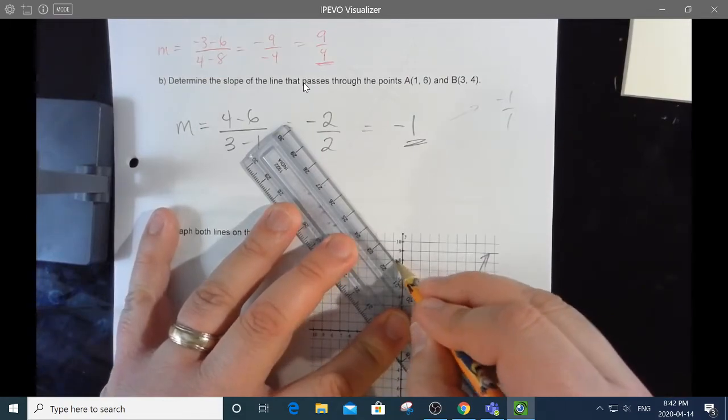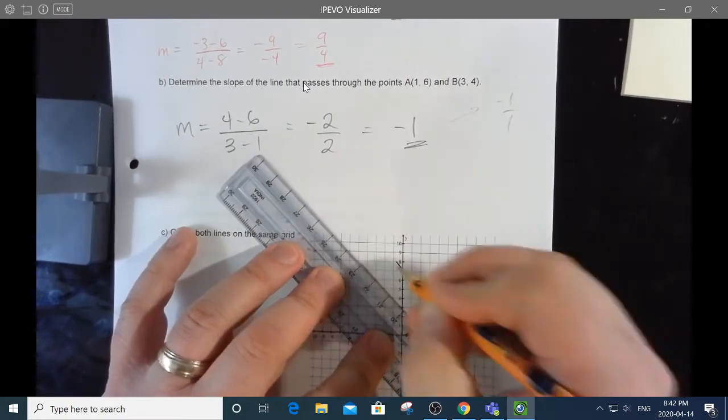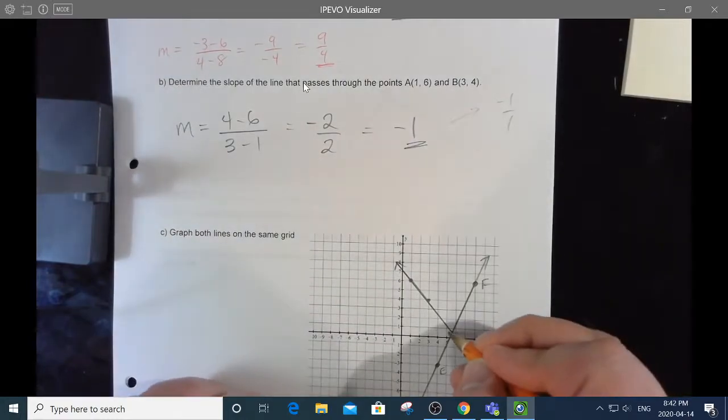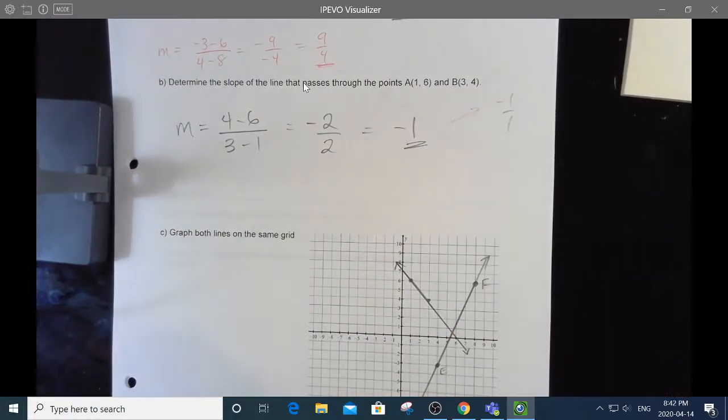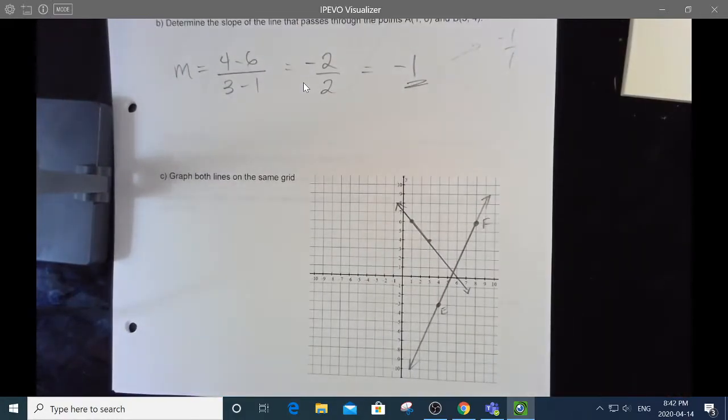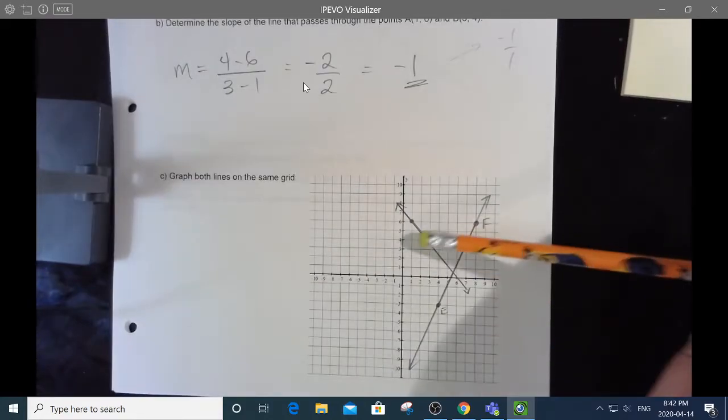Spoiler alert, actually in the next chapter, we'll learn how to do things like figure out exactly what the coordinates of that point is. And we won't have to graph it to do it. But anyway, that's in the future. There you go. Those two lines cross each other.